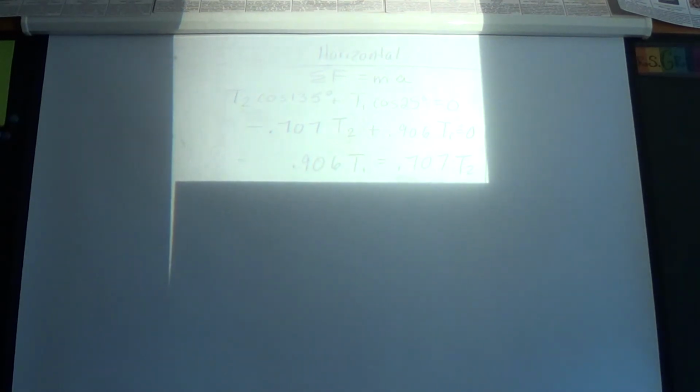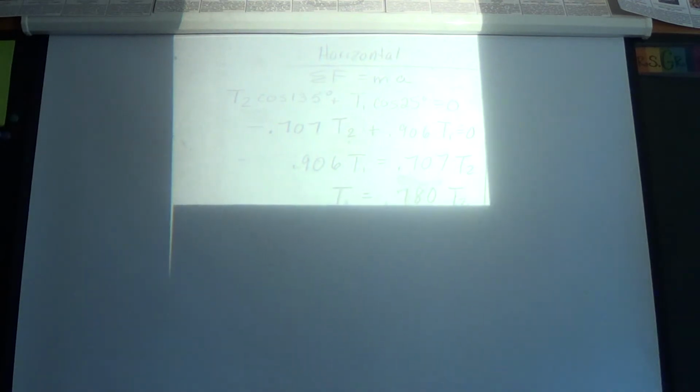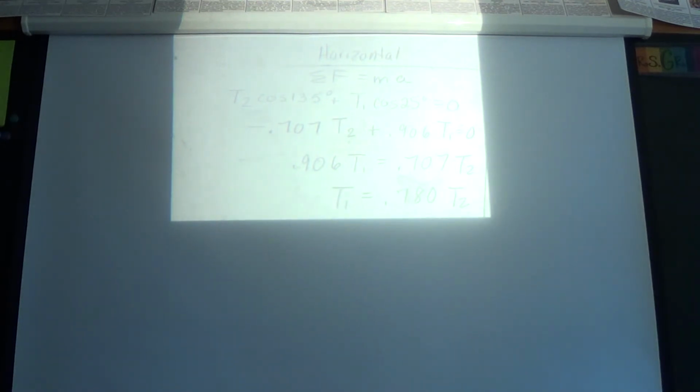You can't go a whole lot further than that. So you need to solve for either T1 or T2. I usually move the negative one over and solve for the one that's left. That's just my pattern. So I moved the negative one over and I solved for T1. If you solve for T2, that's okay. We'll end up at the same spot. So at the end of the horizontal side, I got T1 is 0.780 T2.